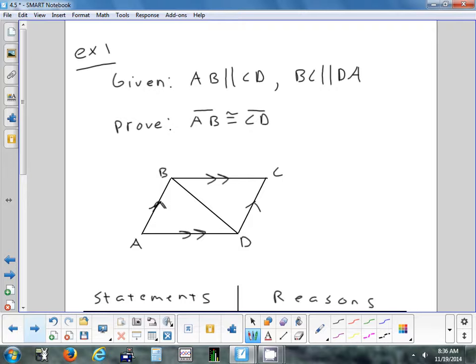So the first step is we've got to show that these triangles are congruent. That doesn't look right. It should be AB and DC. Well, we'll go through it and we'll see if the letters match up.